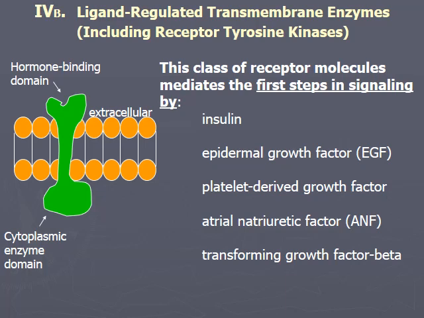Of course, insulin, we know, is a critical hormone. If your insulin levels are deficient, you have pathology. If your insulin doesn't work correctly because you become resistant to it, type 2 diabetes, you get pathology. So insulin uses this kind of receptor, as do things like epidermal growth factor, or EGF.